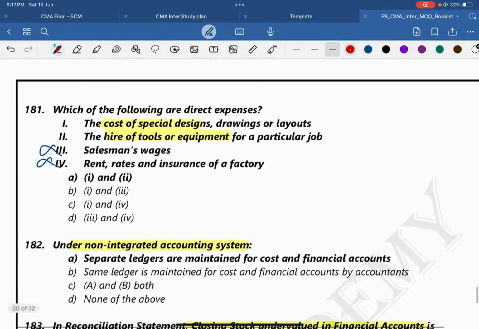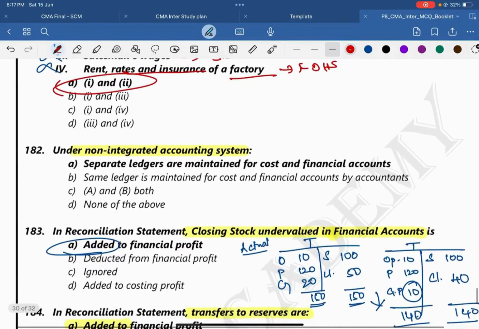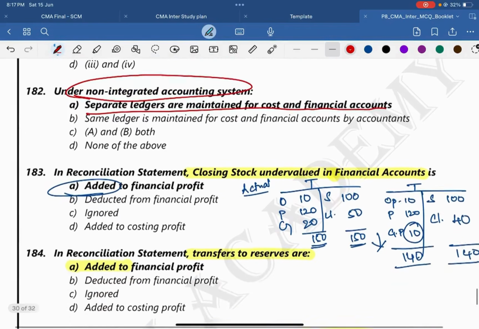Okay. Which one of the following are direct expenses? Cost of special design is a direct expense. Hiring of tools is a direct expense. Salesman wages come under selling overhead. Rent, rates and taxes, insurance will come under factory overhead. So options 1 and 2. Option A is my answer. Under the non-integrated accounting system, very simply, separate ledgers are maintained for cost and financial accounts.